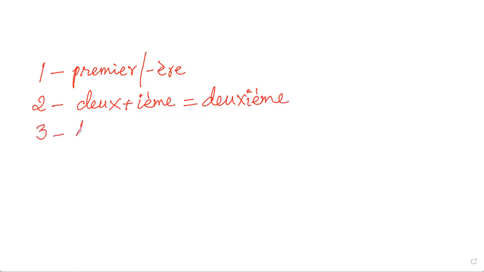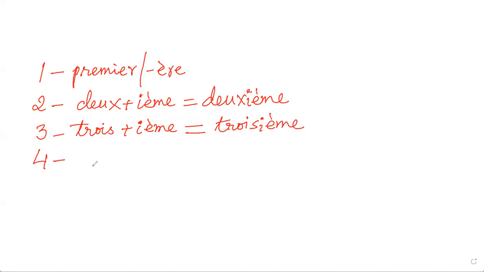Next is trois. Cardinal number is trois. So we are adding EM to change it to the ordinal number. We're changing to ordinal numbers by adding EM. Okay. So it will be troisième.